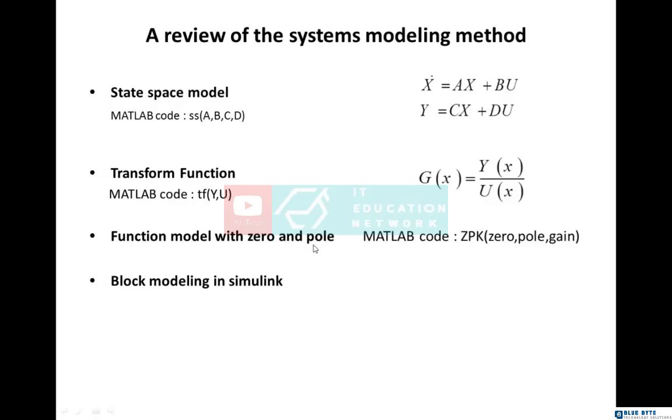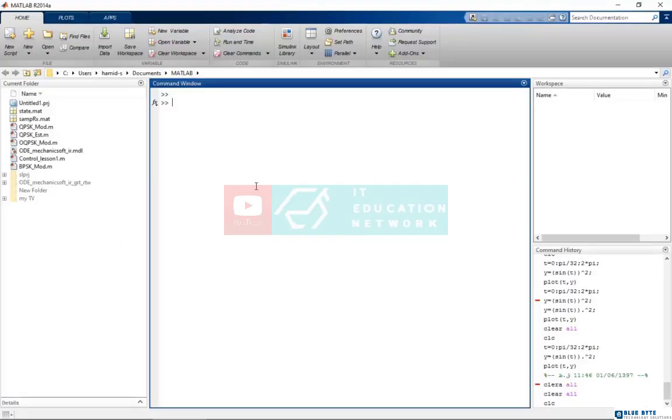The third is zero pole. When we have a system, its zeros and poles are available. We can simulate it in Simulink and also in MATLAB with the ZPK code. As you know, zero is the root of the numerator, pole is the root of the denominator, and we have a gain. Fourth is block modeling, which I had explained before.